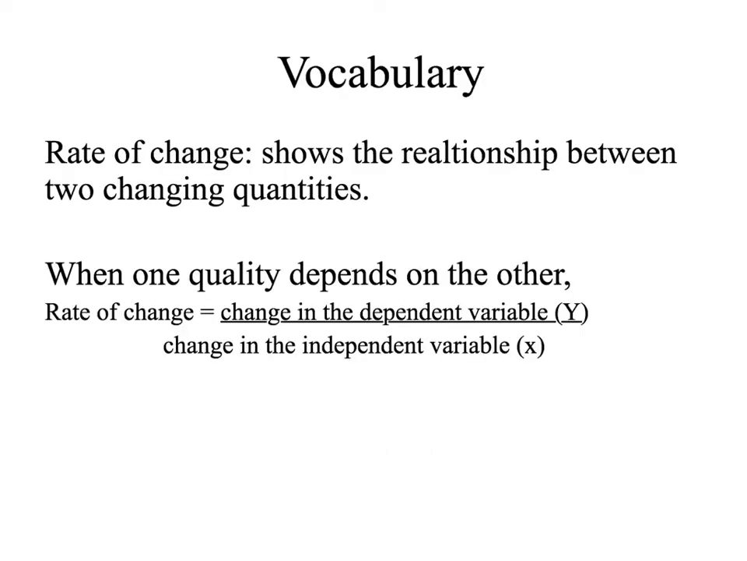Okay, so the vocabulary here to start us off is rate of change. It's pretty much exactly what it's saying. The rate of change is showing how much something is changing. It shows the relationship, and that's spelled wrong, but spell it right in your notes, between two changing quantities. So think of like height in time or distance in time, something like that. It's going to show the relationship between how the two quantities are changing.